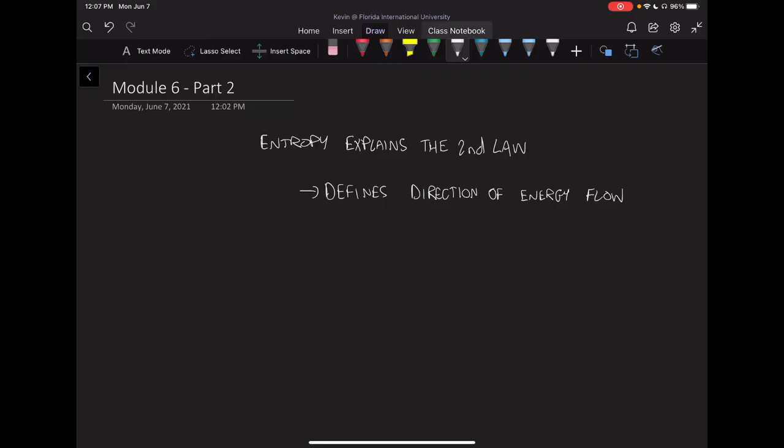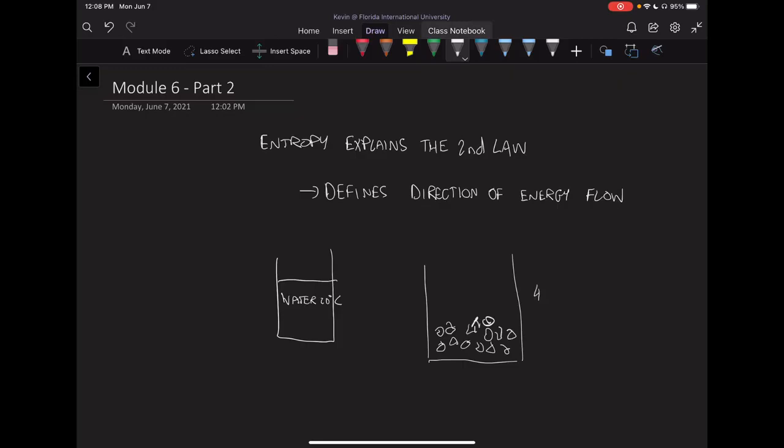As we said before, entropy explains the second law and it defines a direction for the energy flow. But that doesn't really help us in understanding what it is and how it actually works. So let's look at how we can define entropy a little bit more on a molecular level. First, I want to draw two beakers, and one is going to have water at 20 degrees, and the other beaker is just going to have ice cubes throughout. The ice cubes are at about 0 degrees Celsius.